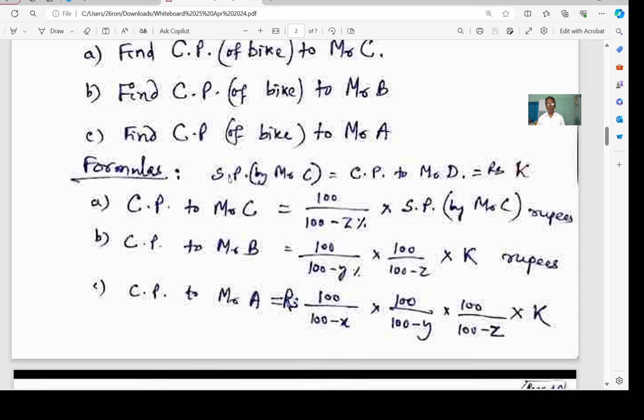Formulas. Here sale price by Mr. C is equal to cost price to Mr. D, and this is rupees K. First, cost price to Mr. C is 100 by 100 minus Z% multiplied by SP by Mr. C, that is rupees K. Second, cost price to Mr. B is equal to 100 by 100 minus Y% multiplied by 100 divided by 100 minus Z multiplied by K. Third, cost price to Mr. A is equal to 100 by 100 minus X multiplied by 100 by 100 minus Y multiplied by 100 by 100 minus Z, where X, Y, Z are the percentages, multiplied by K.